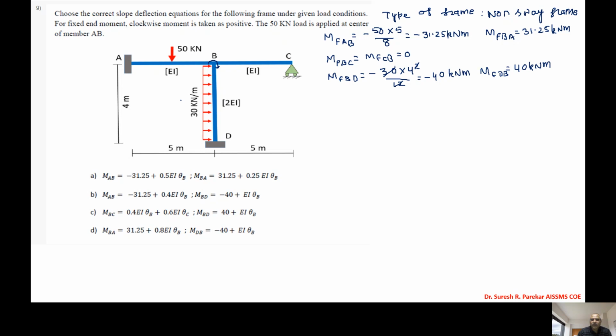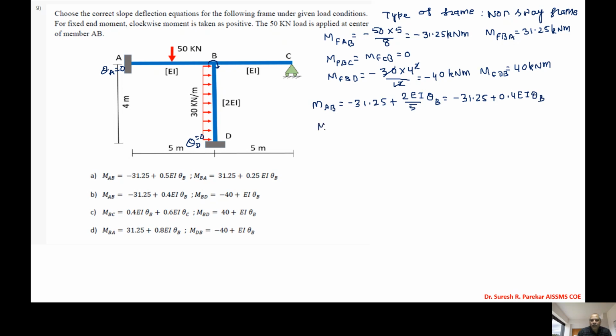Now I will directly write the equations. We have theta A as 0 and theta D as 0, so we will not take these in the equations. So I can write MAB. We have MFAB as minus 31.25 plus 4 EI upon L times theta A, which is 0, plus 2 EI upon L, where L is 5, times theta B. And we have minus 31.25 plus 0.4 EI theta B.